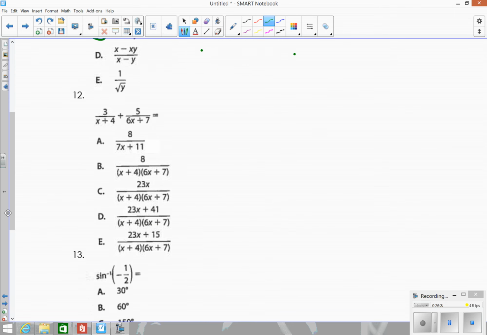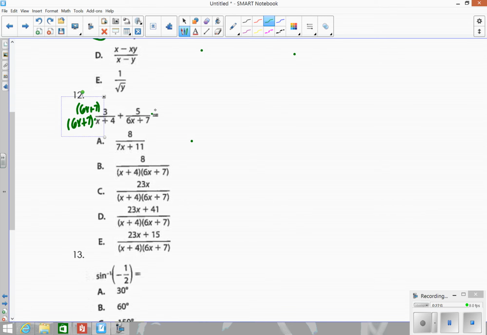The next one here, we're adding fractions. So in order to add fractions, you got to have a common denominator. These two denominators don't have anything in common right now, so that tells me my LCM is going to just be the product of the two. So I'm going to go ahead and multiply the top and bottom of this fraction by 6x plus 7 so that I can get my common denominator.